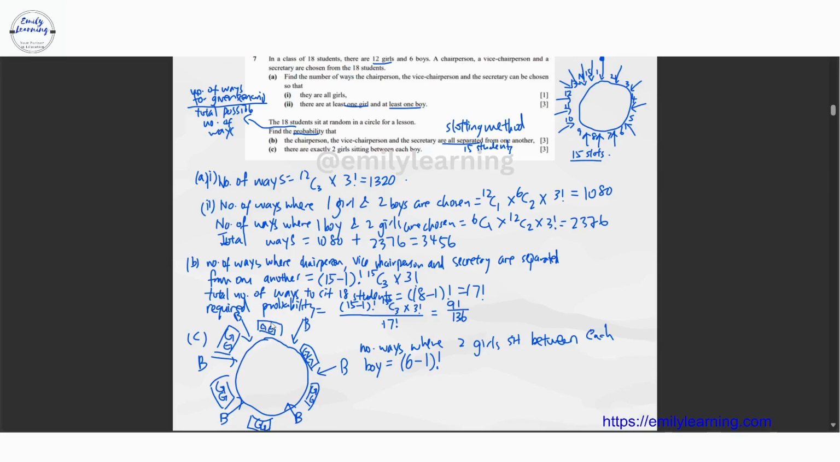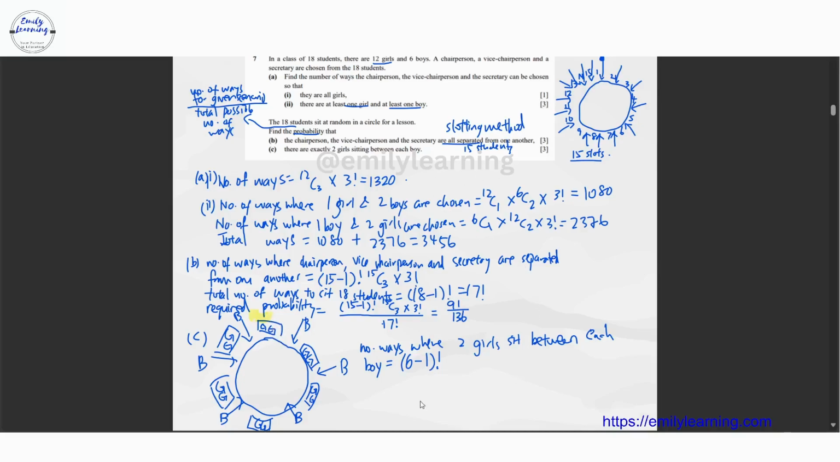So I'm going to choose 2 girls. I'll start off with this here, so let me highlight the one that I start off with. I'm going to choose 2 girls here, okay? The number of ways to choose 2 girls will be 12 choose 2. Then these 2 girls can be girl 1 and girl 2, or girl 2 and girl 1. So the number of ways to permutate them is 2 ways, right? So I need to times 2.